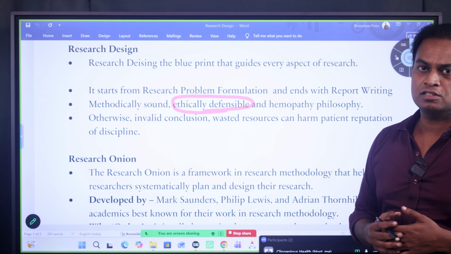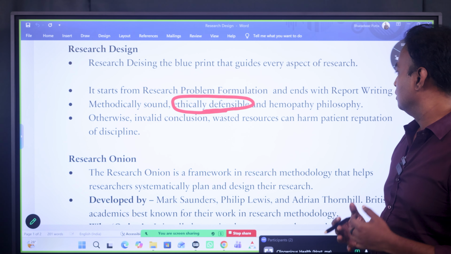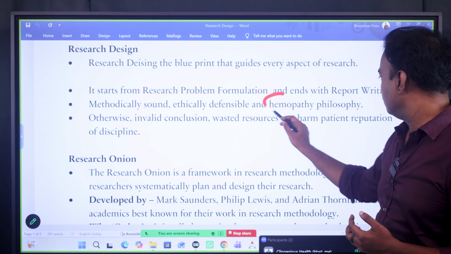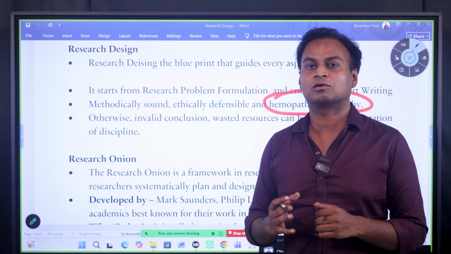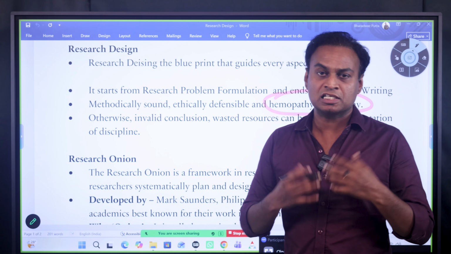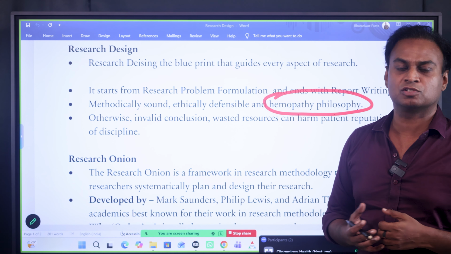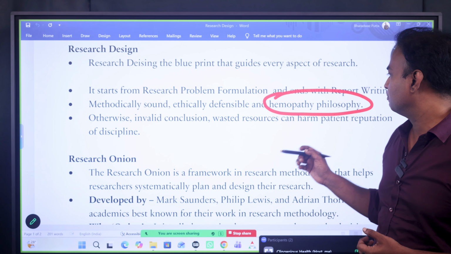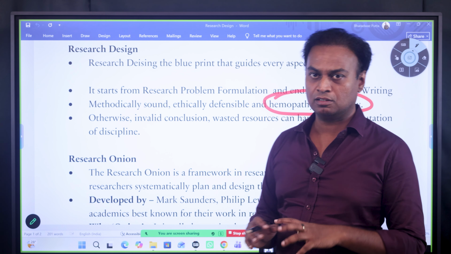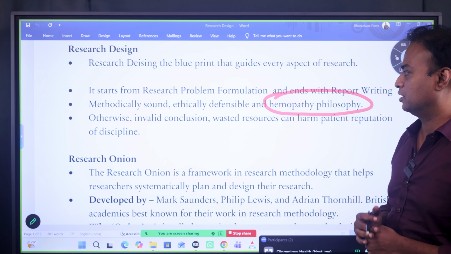And we are doing the research in homeopathy, so that's the reason we have to implement the philosophy of homeopathy. We have to ensure that all the philosophy or whatever the aspects within homeopathy, similia principle, miasms, whatever they are, all the principles are incorporated in the study design.